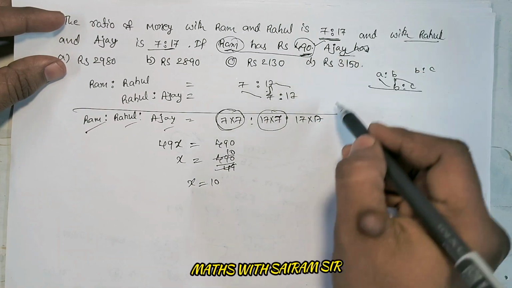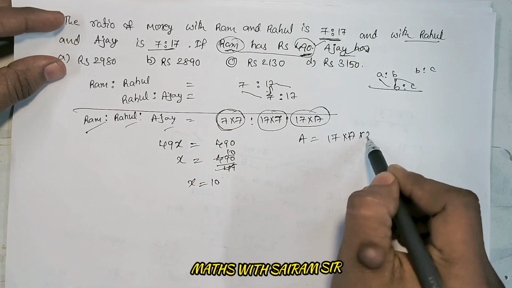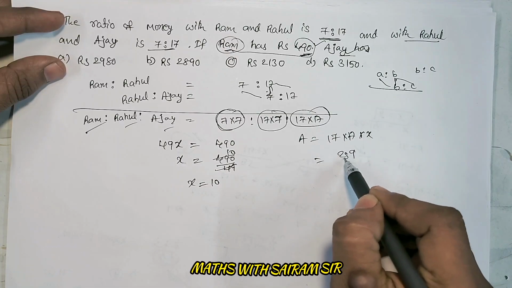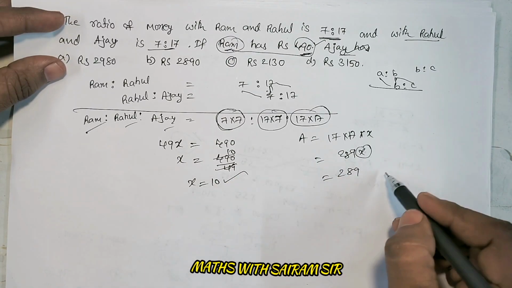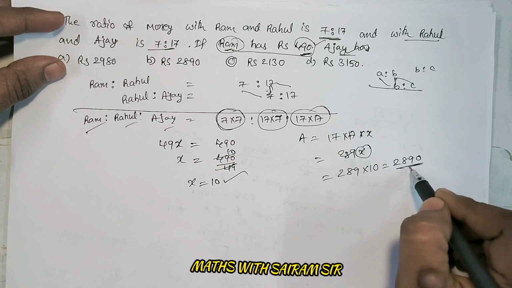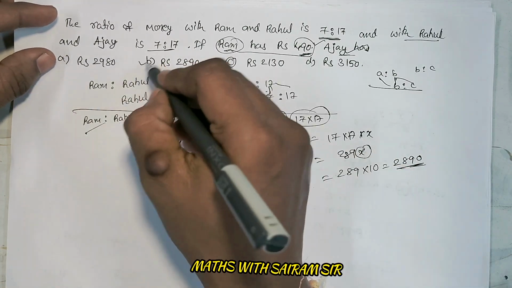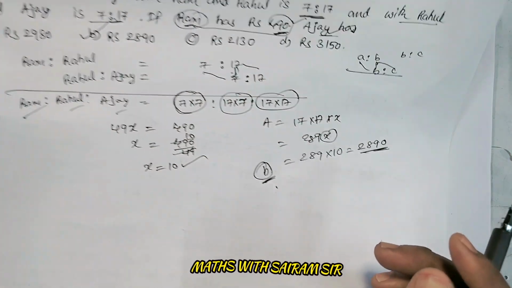And what we are asked to find out is Ajay. Ajay has 17 into 17 parts. Okay, so that is 289 parts. That means 289 into the value of each part, which we got as 10. So 289 into 10, that is 2890. So Ajay has 2890. That is option B, the correct answer for this question. Okay, now let us see the next question.